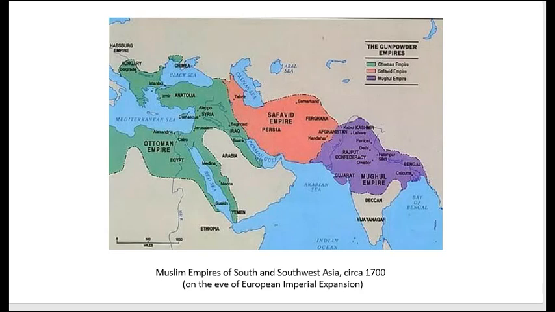And here's a map of those three great empires, the Ottomans, the Safavid, and the Mughals. They're called the gunpowder empires, of course, because they were the first empires to widely utilize gunpowder as a means of conquering other peoples and establishing their rule as empire.